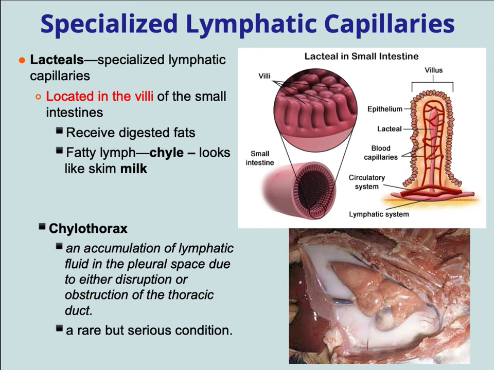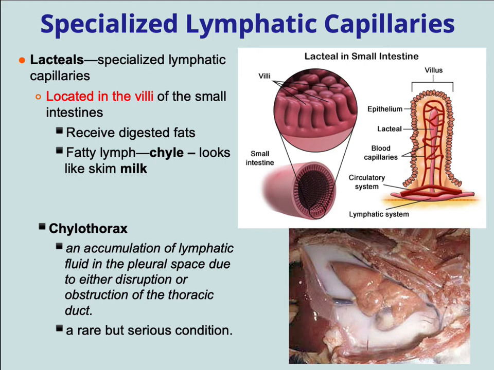So essentially, lacteals absorb digestive fats from the intestine, and that causes the lymph draining from the digestive viscera to become milky white. And this fatty lymph is called chyle, C-H-Y-L-E. And like all lymph, it's carried eventually back to the bloodstream.